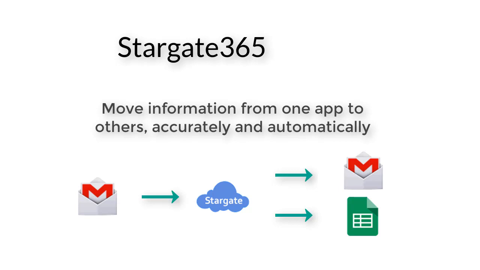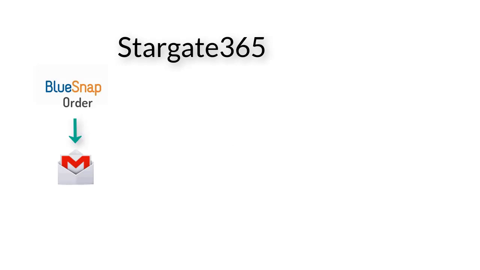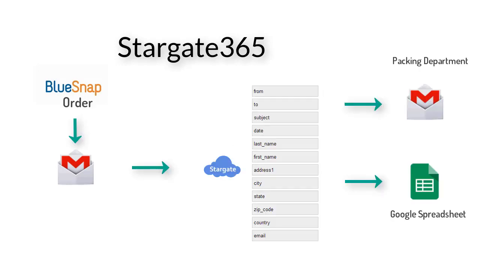In this tutorial, I'll walk you through the basics of using Stargate to move information from one app to another. I will show you how fields can easily be extracted from an order in your Gmail account, and then sent to other apps automatically. In this case, the order will come from BlueSnap, and the order information will be emailed to the packing department, using Gmail. The order information will also be placed in a Google spreadsheet.